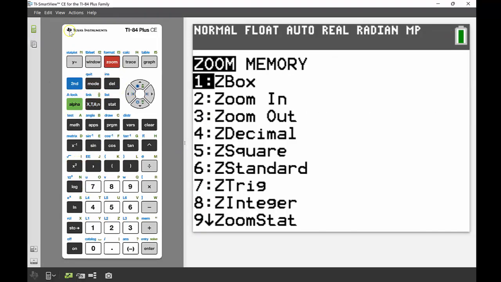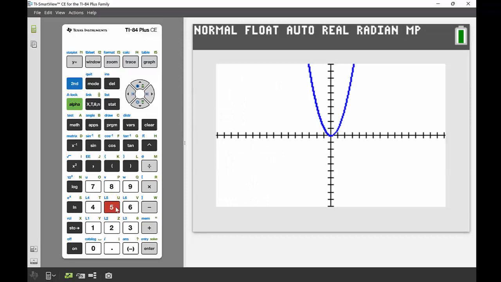Next thing I want to do is head into Zoom, and in my zoom I'm just going to square up that zoom to make sure that when I input my circle in, it is actually a true circle. So I'm going to head to number 5 and make that a square viewing window.